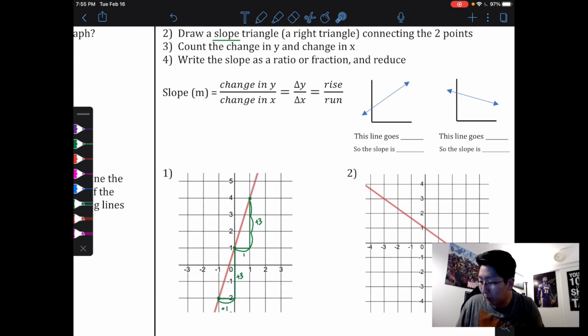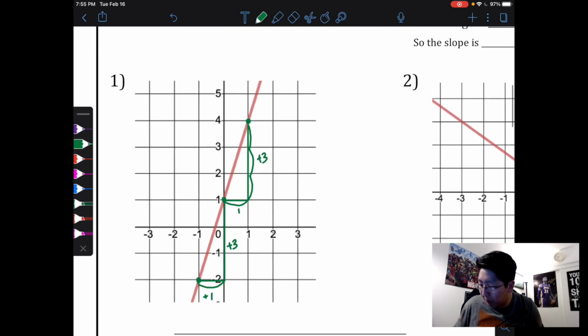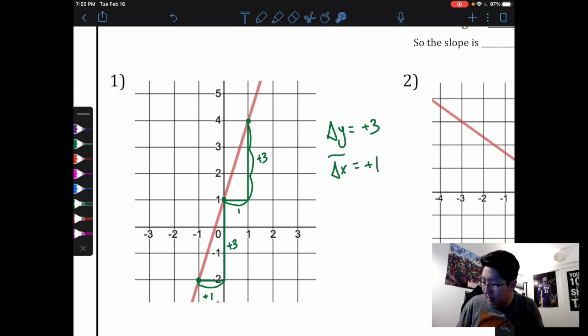And what we're going to do is write the slope as a ratio or a fraction. So here, slope, m. Change in y. What was our change in y? How much did it change by in our y? Change in y equals plus 3. It went up by 3. 1, 2, 3. And our change in x was plus 1.